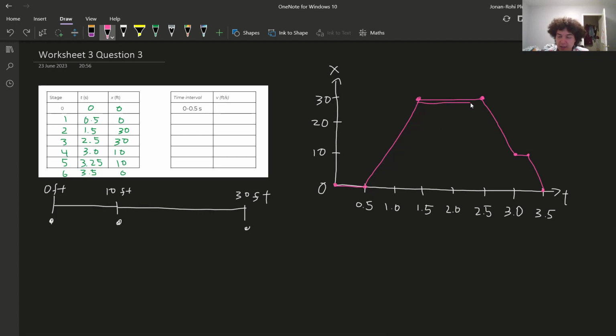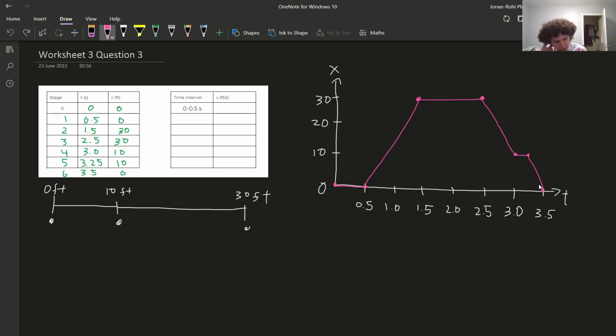So the bird went from 0 to 30 in this time interval. Then the bird stayed there for another second. That's from 1.5 to 2.5. And then during the next half second, so this period of time, the bird went from flower 3 to flower 2 at 10 feet. Stayed there for 0.25 seconds, so a quarter of a second. And then over the next quarter of a second, moved from flower 2 to flower 1, from position 10 to position 0. So this position diagram tells us where the bird was at various times.